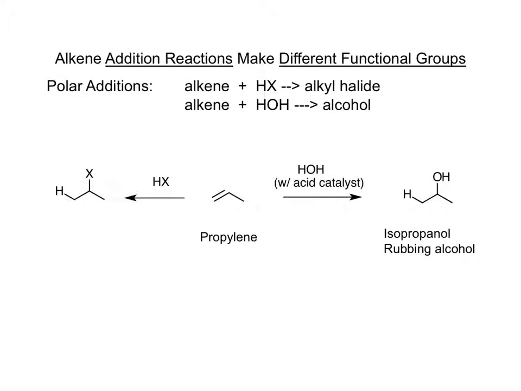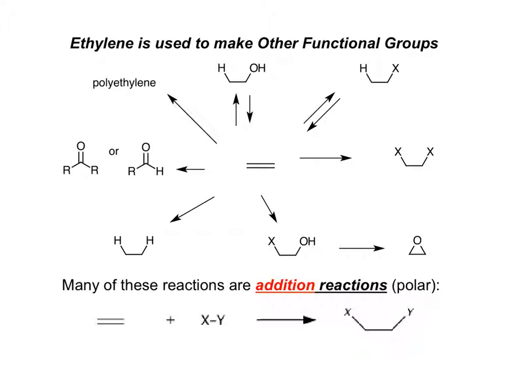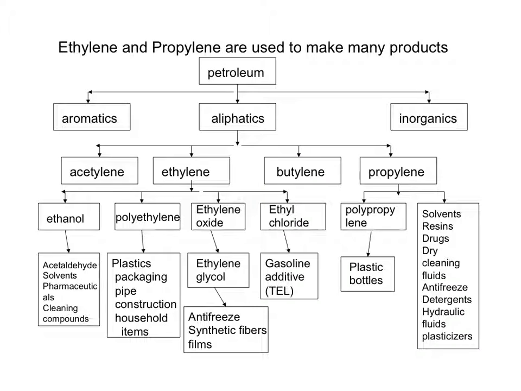For example, an alkene reacts with HX, which could be HCl or HBr, to form an alkyl halide. An alkene can also react with water using an acid catalyst to form an alcohol. Ethylene is a very important industrial chemical, and it is used to make many different functional groups. The compounds that are made from ethylene and propylene are used to make many of the consumer products we use.